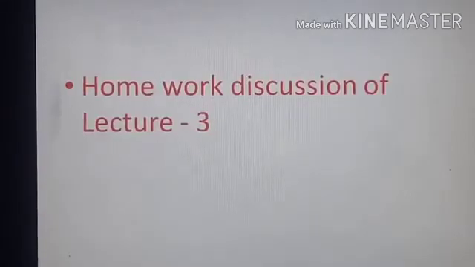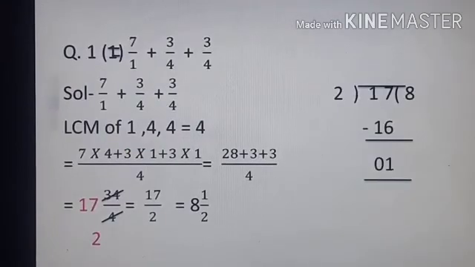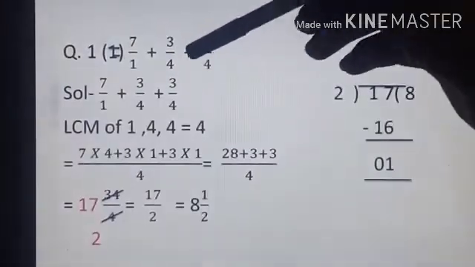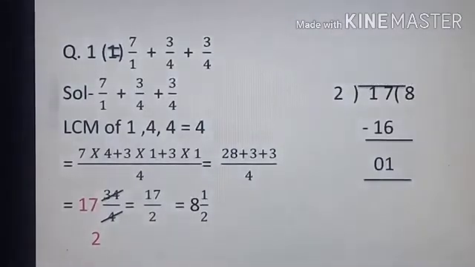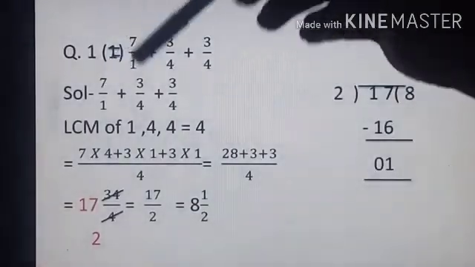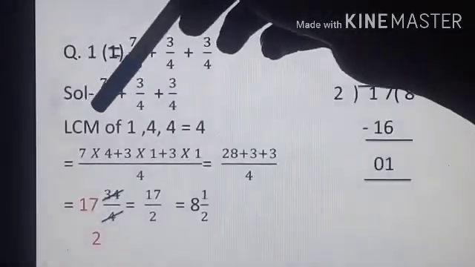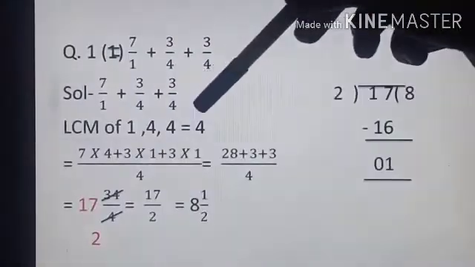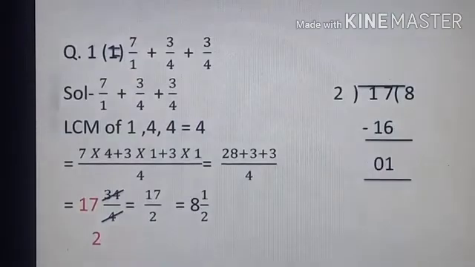Now let's do the homework discussion of lecture 3. Question 1 had 3 parts given, I, K and L. So let's start. This was solved: 7 upon 1 plus 3 upon 4 plus 3 upon 4. First of all, we will write down the question again. Then see the denominators 1, 4 and 4. So the LCM of 1, 4 and 4 is 4.